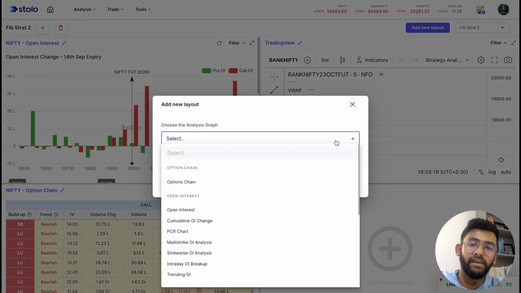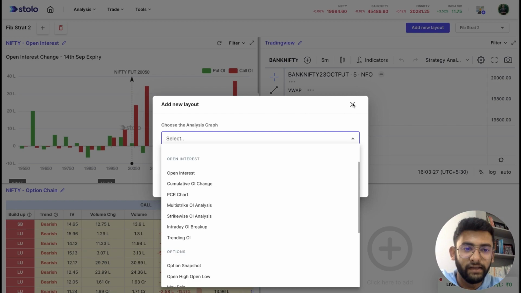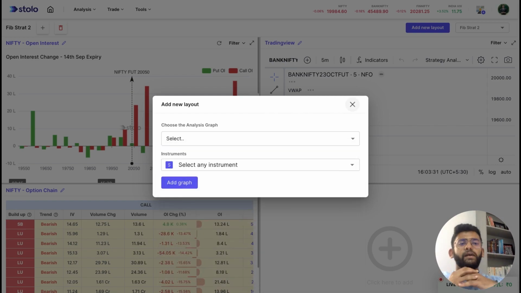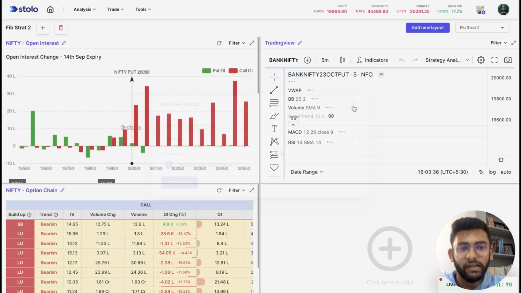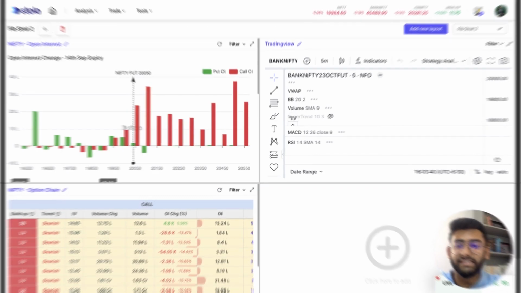And it does not have to be of a specific instrument, it can be of multiple instruments as well. So everything we covered here, you can directly add it to one screen itself in order to see it and take your trades accordingly, right? So that is your multi-window analysis.